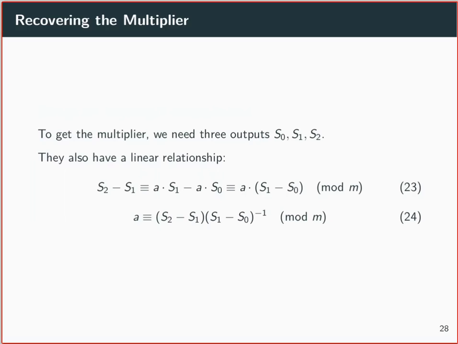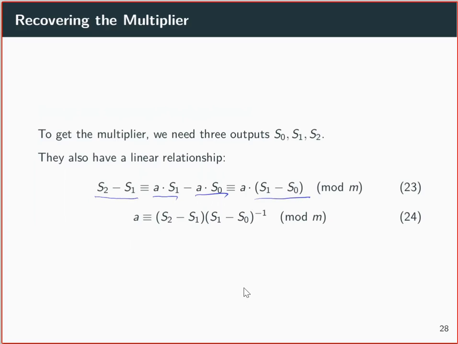So we also need the multiplier, but we need to find it without access to the increment, because we need the multiplier in order to recover the increment. For that we need 3 outputs to recover the multiplier. We just observed that S2 minus S1 is, as we've seen in the previous slide, essentially A times S1 minus A times S0, the previous states, and that is the same as this here.